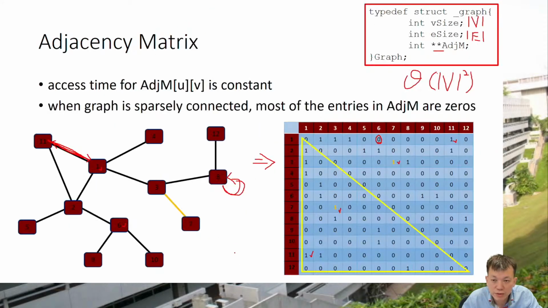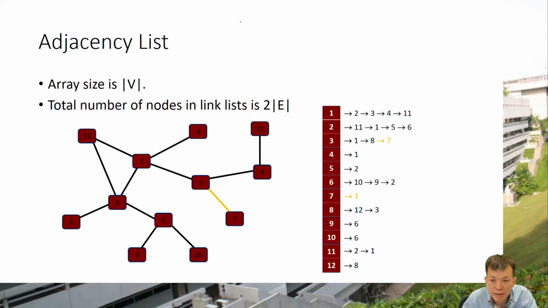Okay, so next one, adjacency list. For example, this one is exactly the same graph you just saw. Again, you have so many vertices. If I construct this one, I got 1, 2, 3, 4, 5, 6, 7, 8, 9, 10, 11, 12. So I got 12 vertices, my V is equal to 12.